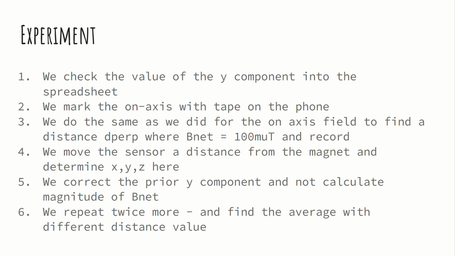Once we're done with that, now we can get into the meat of the experiment. We check the value of the y component into our spreadsheet. We mark the on-axis with tape on the phone itself, and then we do the same as we did for our on-axis field to find a distance d_perp where B net equals this value, and we record that distance. We then move the sensor a distance from the magnet and determine the x, y, and z components. We correct the prior y component and calculate the value of B net, and we repeat this twice more with a different distance value each time, finding the average. That's what we're doing in the experiment.